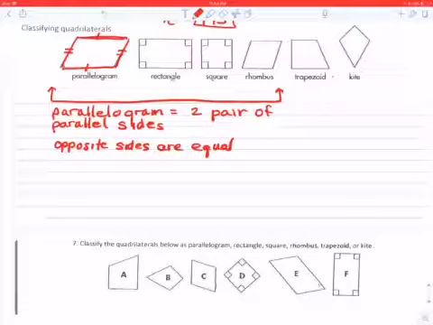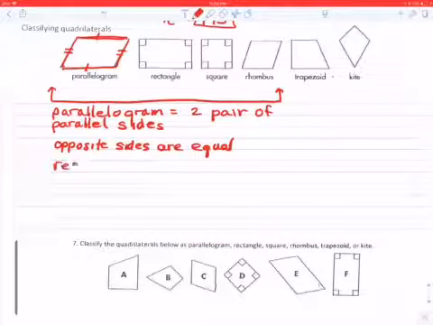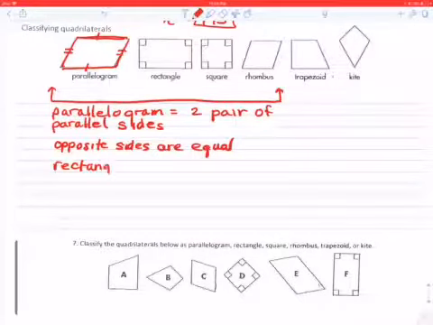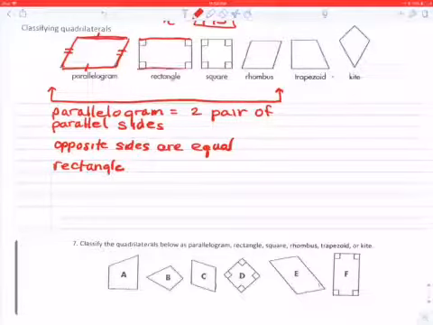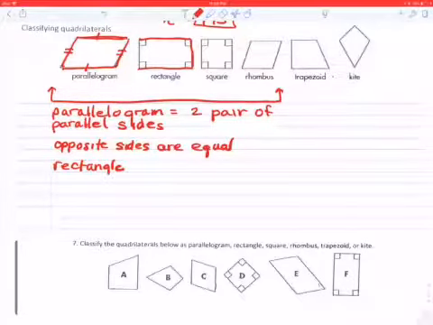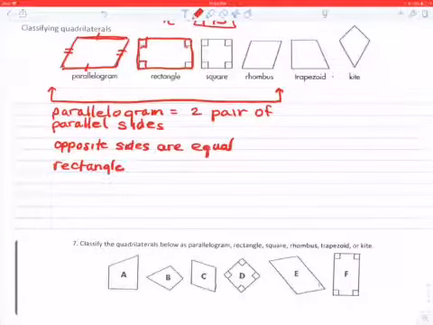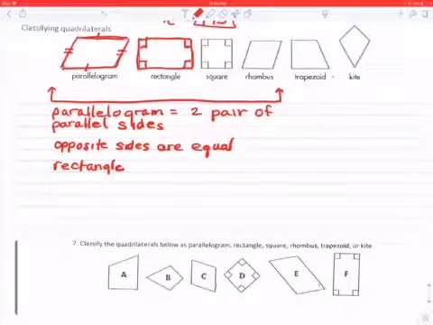Now, a rectangle is a special kind of polygon. For a rectangle, we have 2 pair of parallel sides, so it's a parallelogram, but it also has 4 right angles. So it's a parallelogram with 4 right angles.